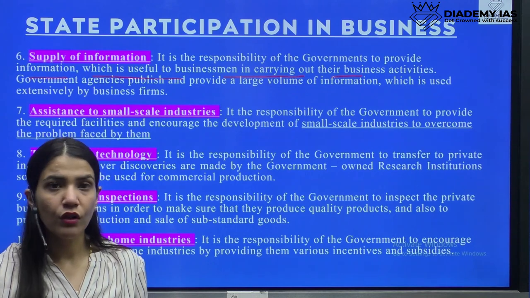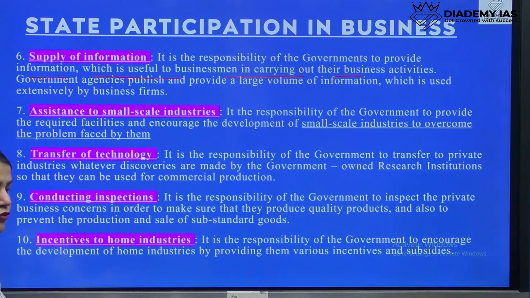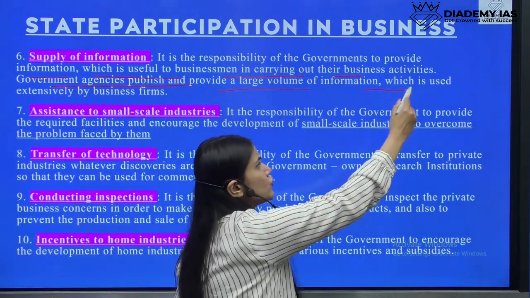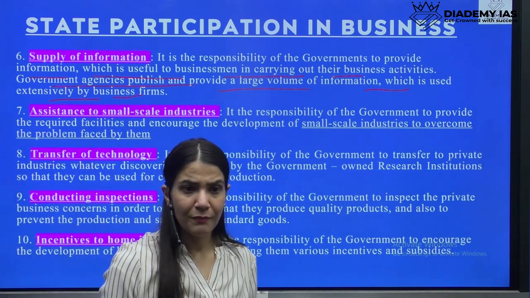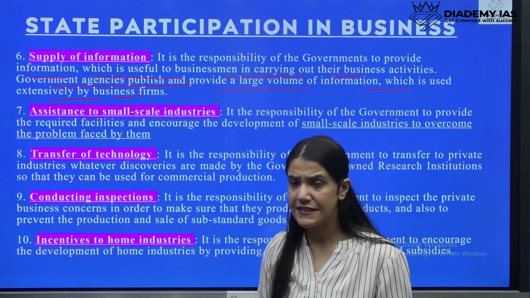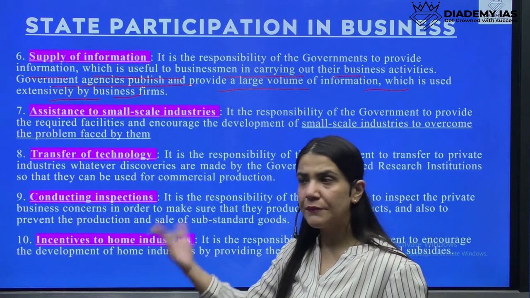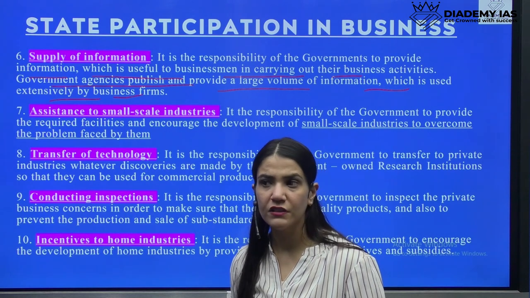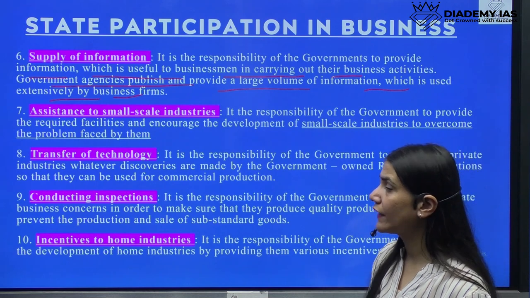There is transparency of all the data and records maintained so that any future business organization gets a clear-cut idea, with government agencies publishing and providing a large amount of information which is used extensively by business firms, right? So there are a lot of magazines and case studies that come up on the government websites in the context of different ministries. So any person who is trying to go ahead with, let's say, any particular field of business expansion can go through that information. The seventh point here is assistance to small scale industries.